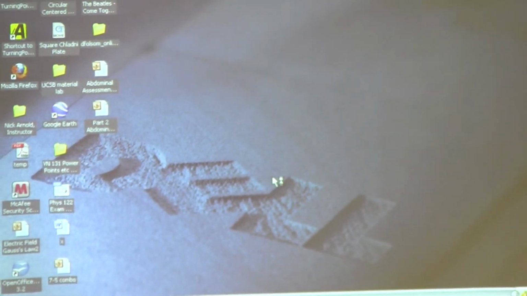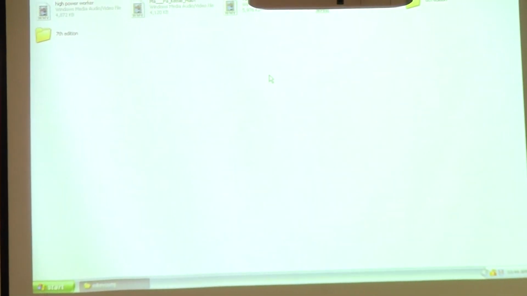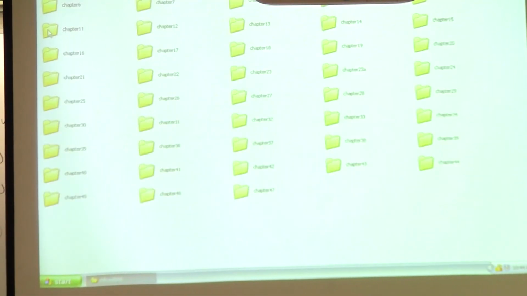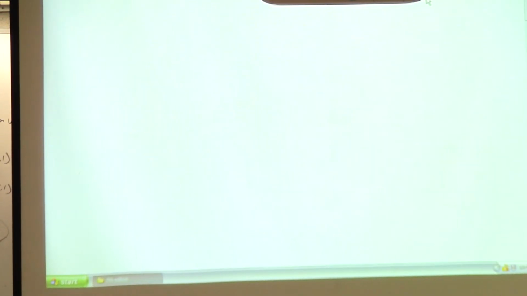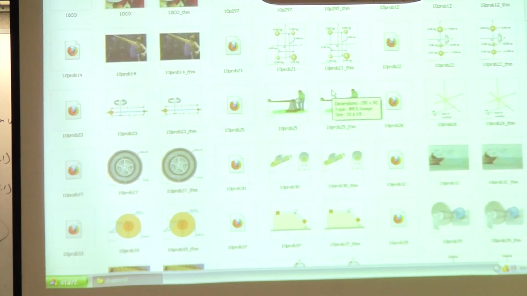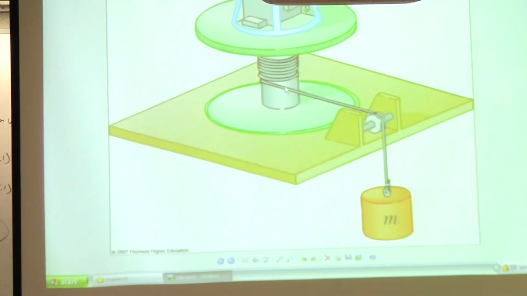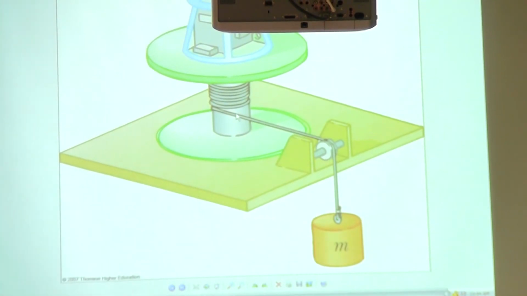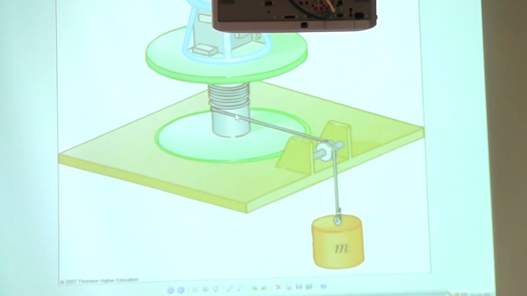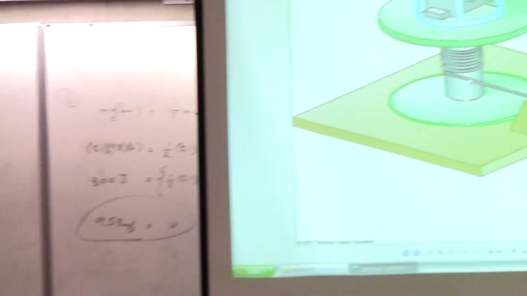And number 49 here, 7th edition, chapter 10, problem 49, looks a lot like this crazy apparatus that you saw me working with and what you'll see in the lab today.